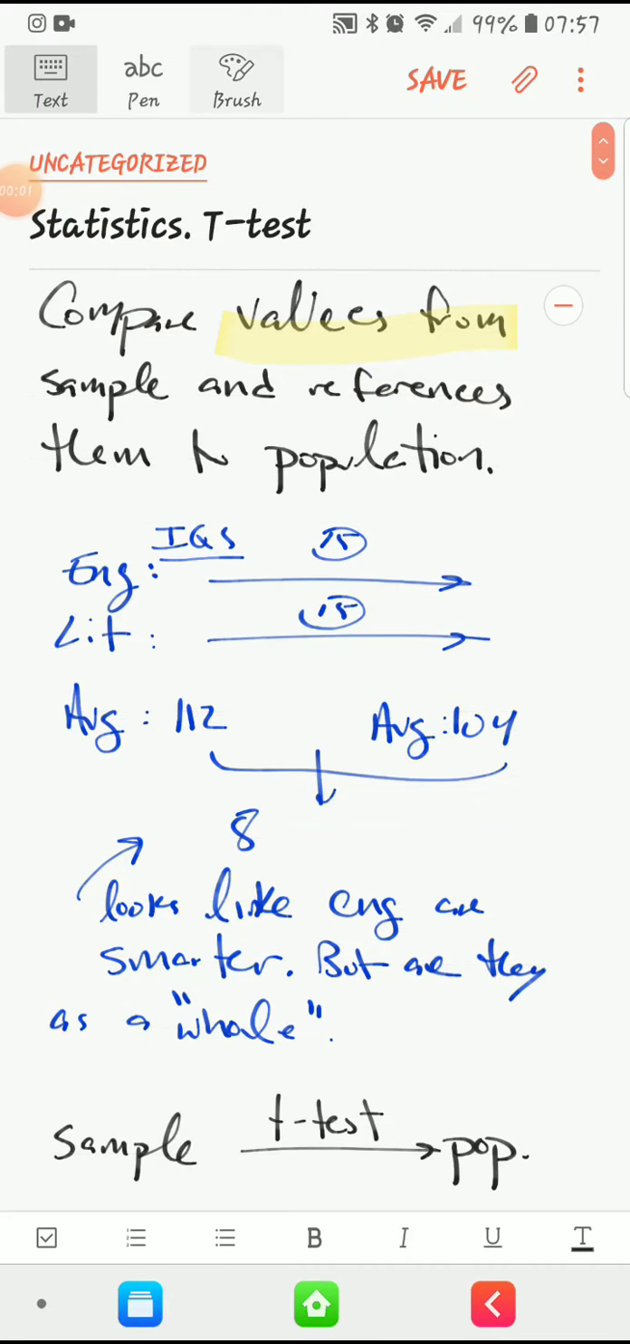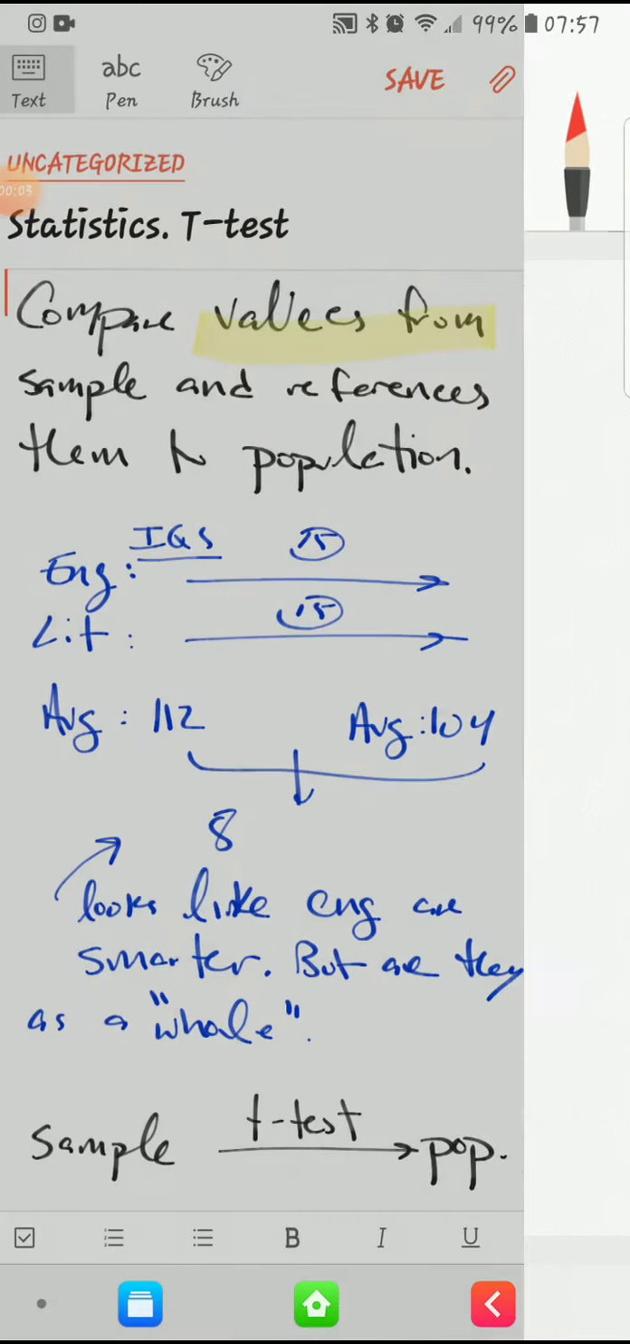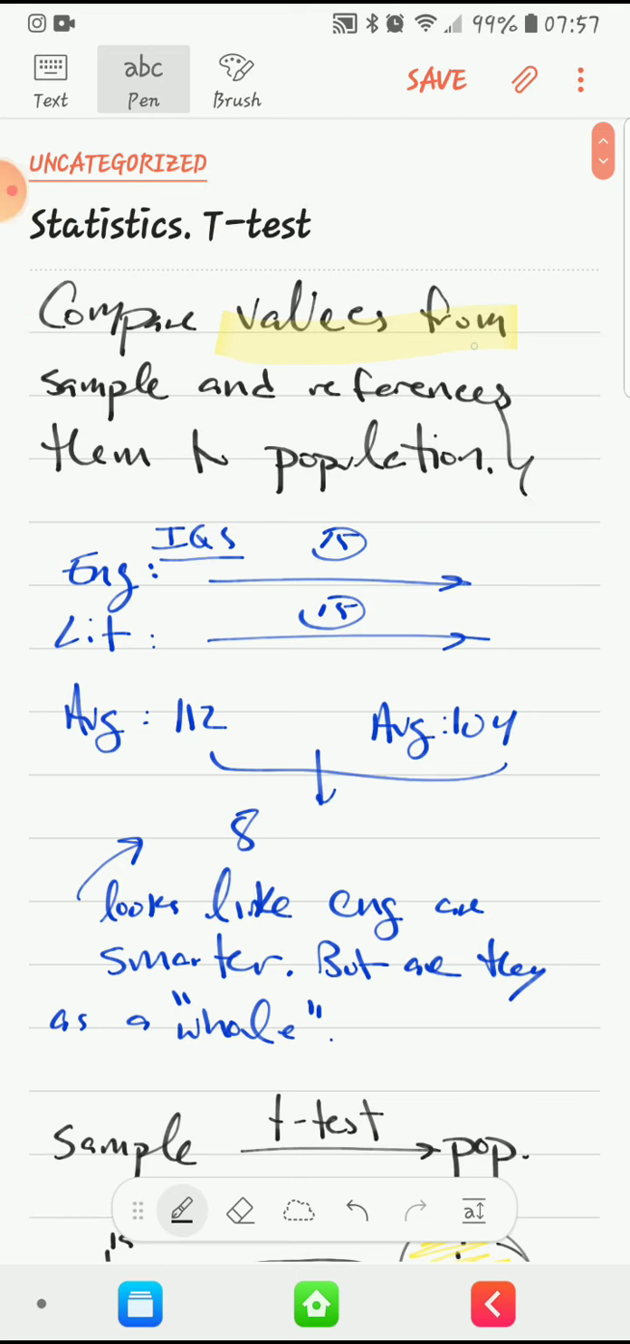All right, so sorry about that. We went into the t-test, right? We learned all the stuff about the t-test.